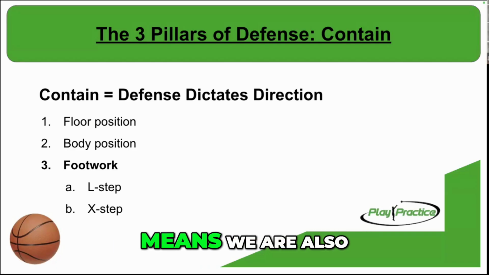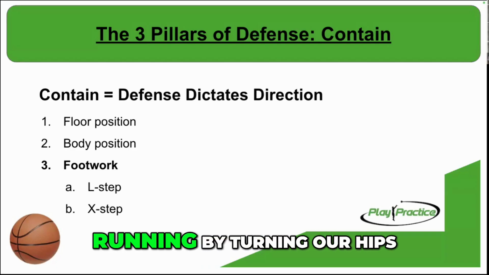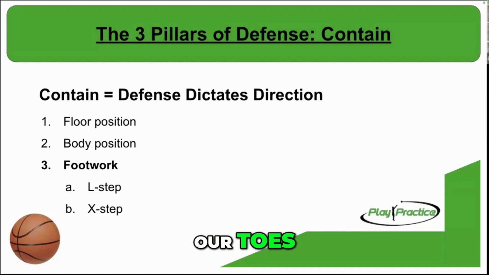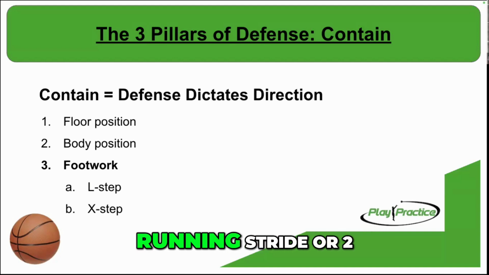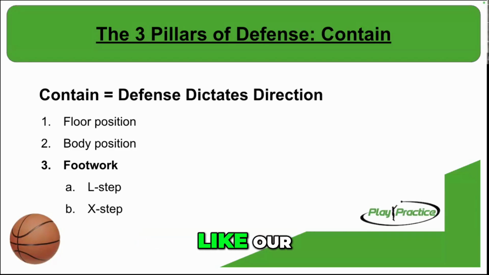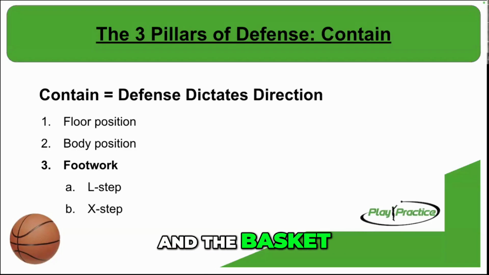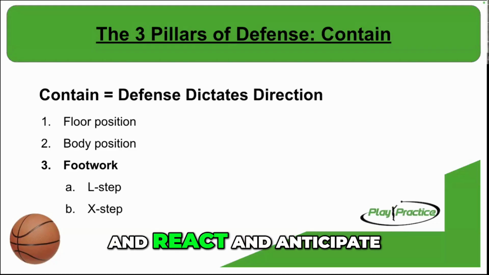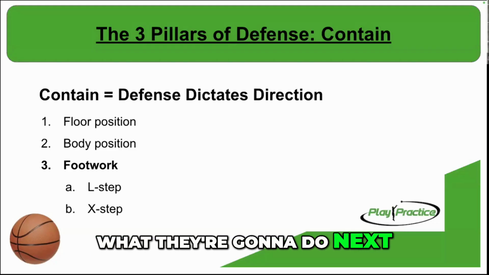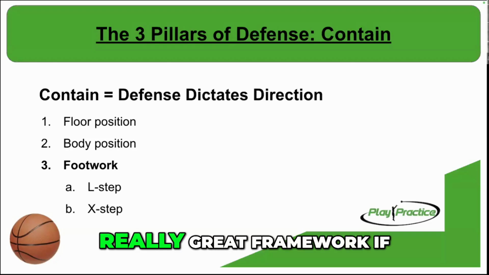So the X step just means we are also running by turning our hips, our toes, and our nose and taking a full running stride or two. We're able to get back in front of the ball and then turn back to what we call chest walls, like our ideal defensive position. Our chest is between their line of drive and the basket, and they now have to shoot over us or change direction around us, and we can go back to sliding and react and anticipate what they're going to do next. And so, really great framework.